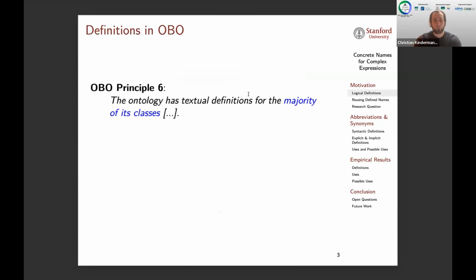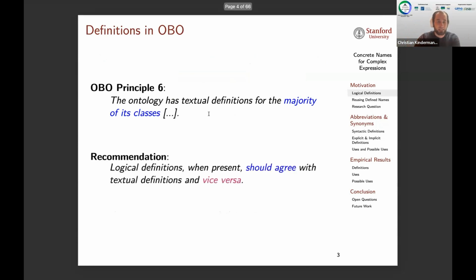So yesterday, I think, we listened to Barry Smith mentioning some OBO principles by which ontologies in the OBO Foundry or the OBO libraries are supposed to be constructed. One of these principles says that classes in ontologies should have a textual definition that essentially explains what a term that corresponds to a class means. And there's also a recommendation that says there should be a close correspondence between the textual definition on the one hand and the logical definition on the other hand. And that got me wondering whether this is actually what people do.